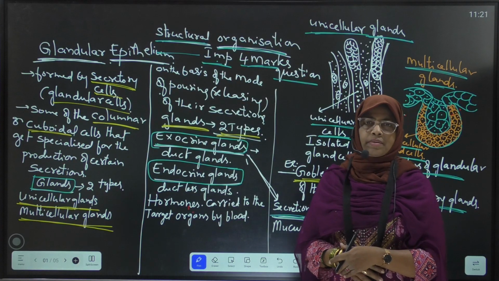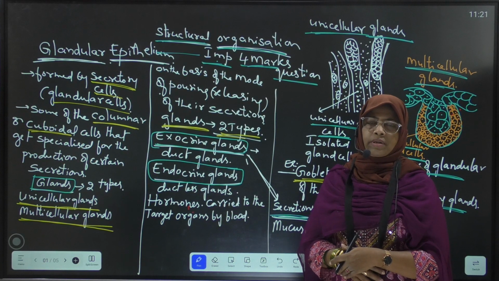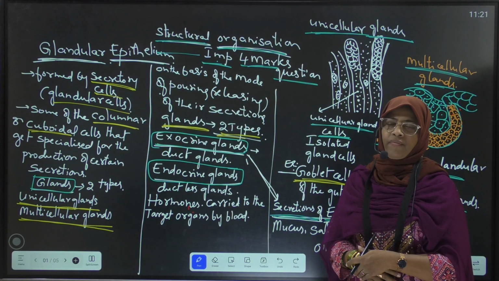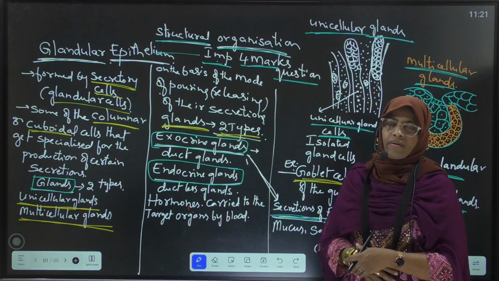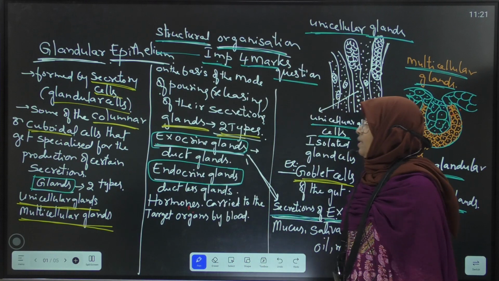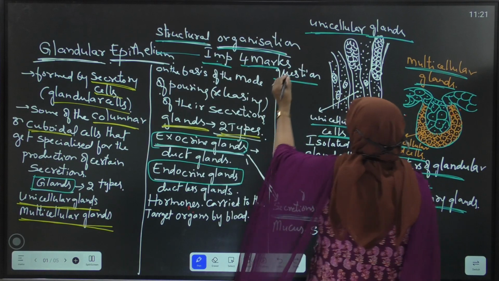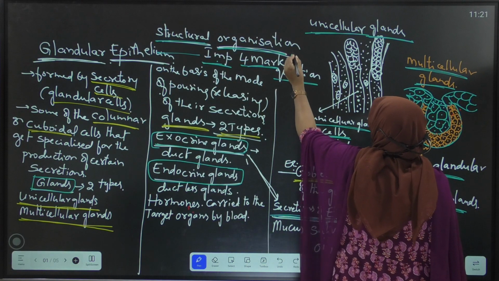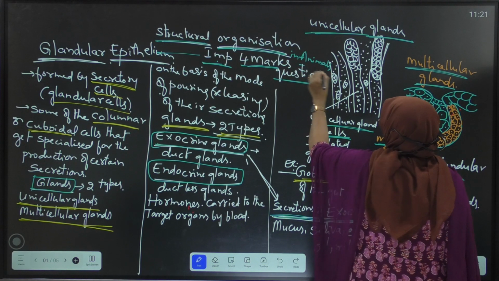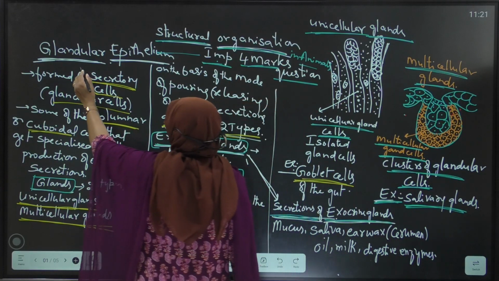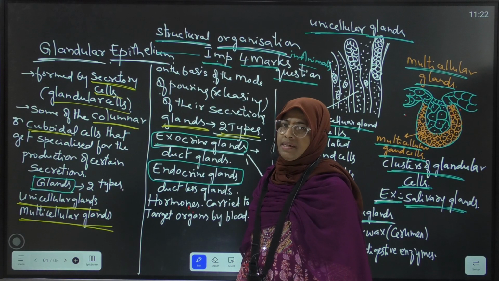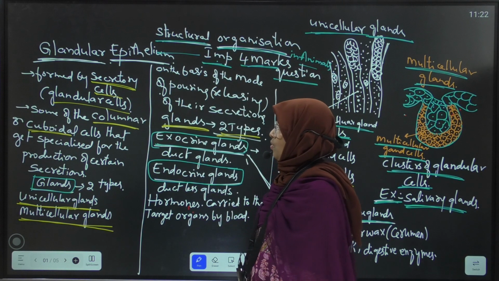Today in this video, I am going to explain glandular epithelium. It is one of the important 4 marks questions from first year zoology, that is, structural organization in animals. What is that question? Glandular epithelium. It is a very important 4 marks question.